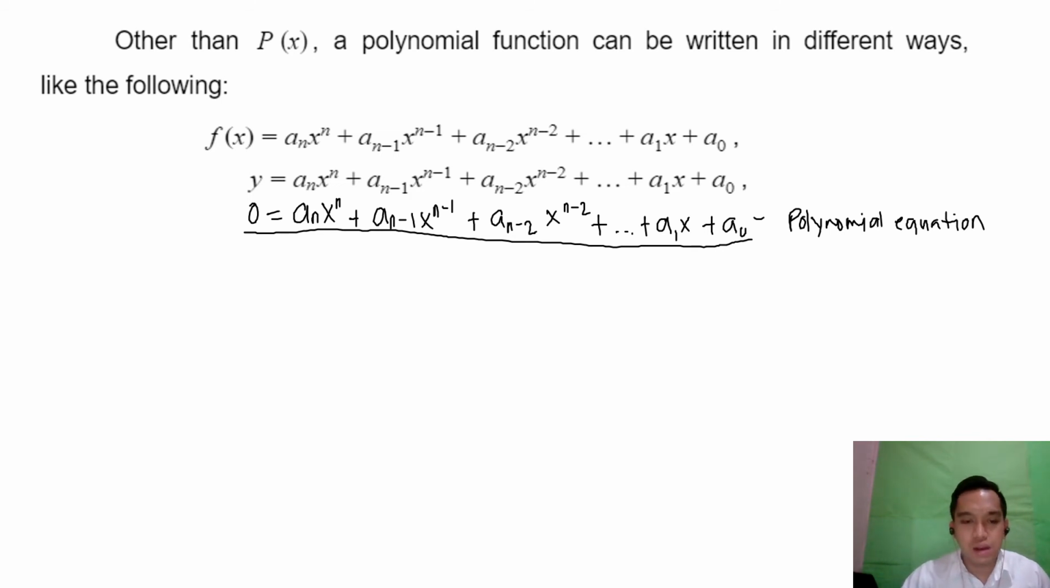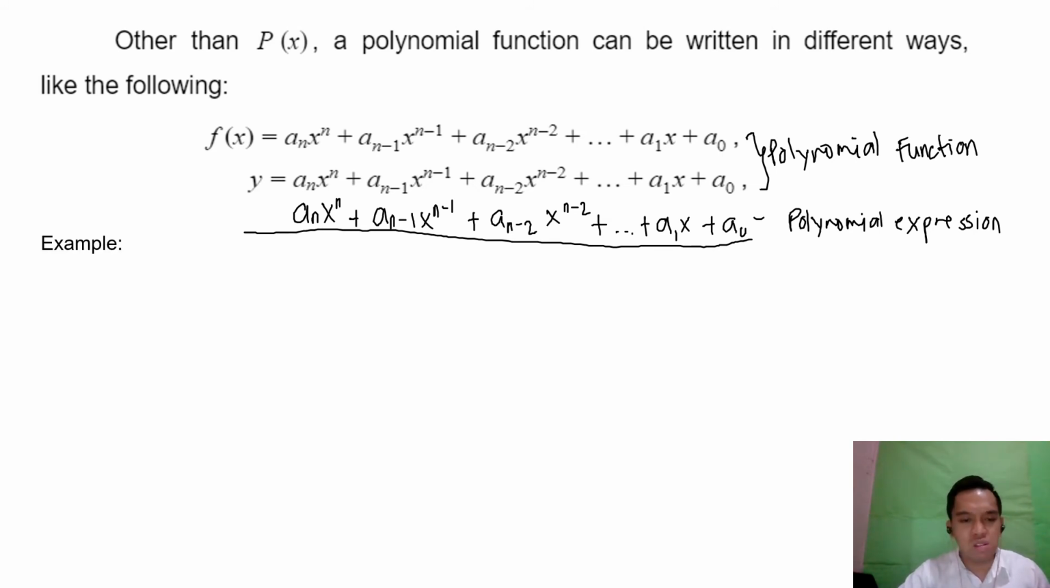Okay, what if kapag wala siyang equal na symbol? Kapag wala siyang equal na symbol, yan ay polynomial expression. Okay? So ito, ang tawag dito ay polynomial function. Okay, so I hope na nagets ninyo yung kaibahan ng tatlo.